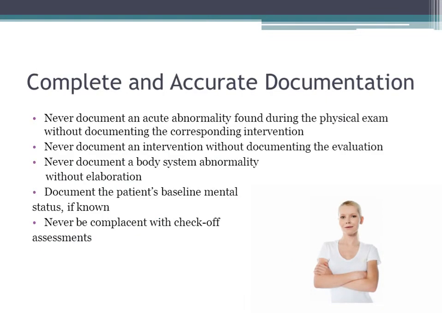There are several pointers cited that may help providers guide their documentation to be complete and accurate while avoiding common mistakes. The first pointer is for the provider to never document an acute abnormality found during the physical exam without documenting the corresponding intervention. Secondly, the provider should never document the intervention initiated without documenting the evaluation or the response of the patient. Third, the provider should never document a body system abnormality without elaboration.